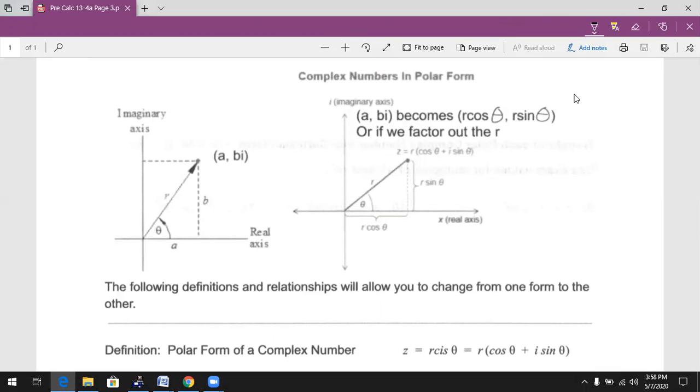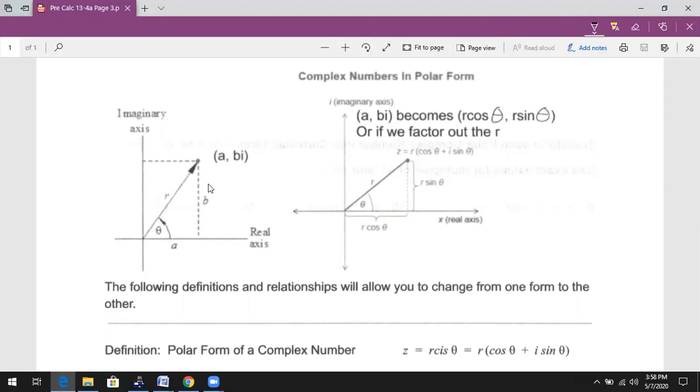Complex numbers can be transformed from Cartesian form to polar form if we observe the relationship in the triangle formed here. Here's our real axis, here's our imaginary. We come out A units, we go up B units in an ordered pair A, B, I. R is once again the ray that was rotated, theta is the angle of rotation.